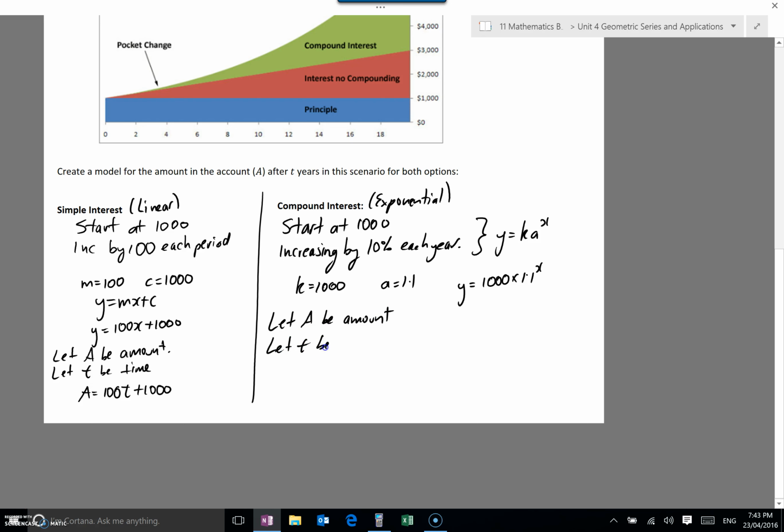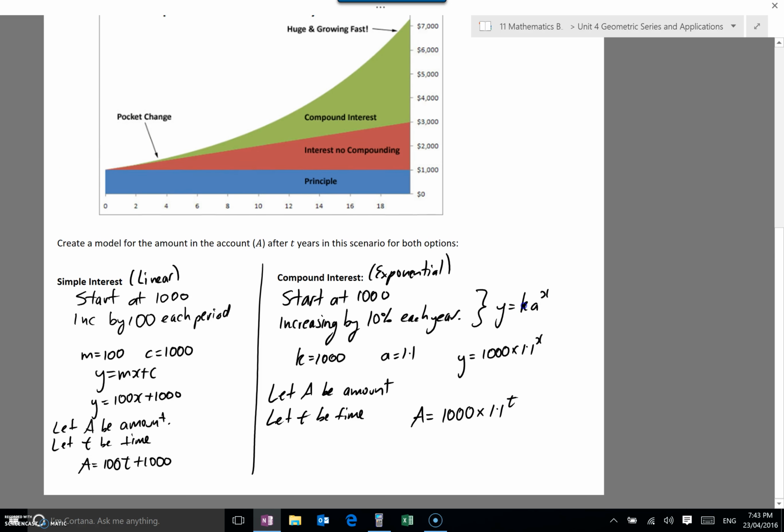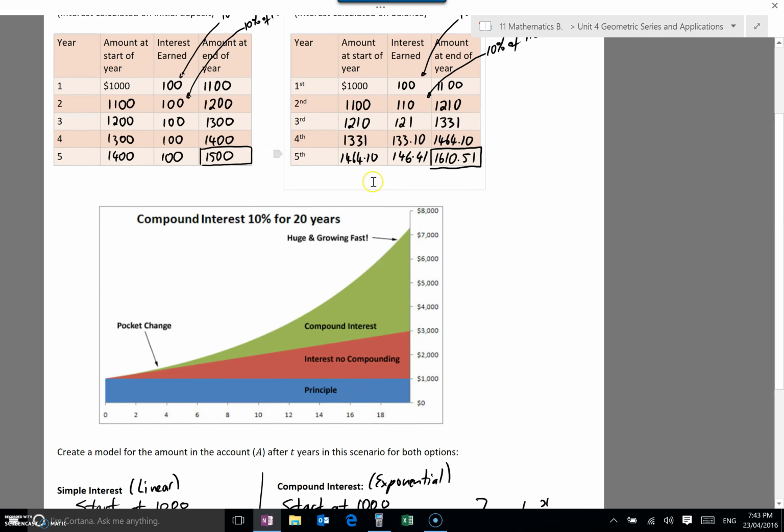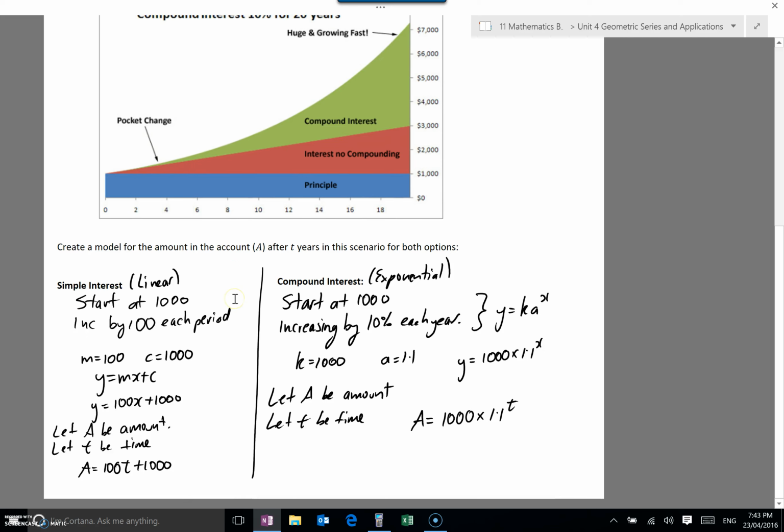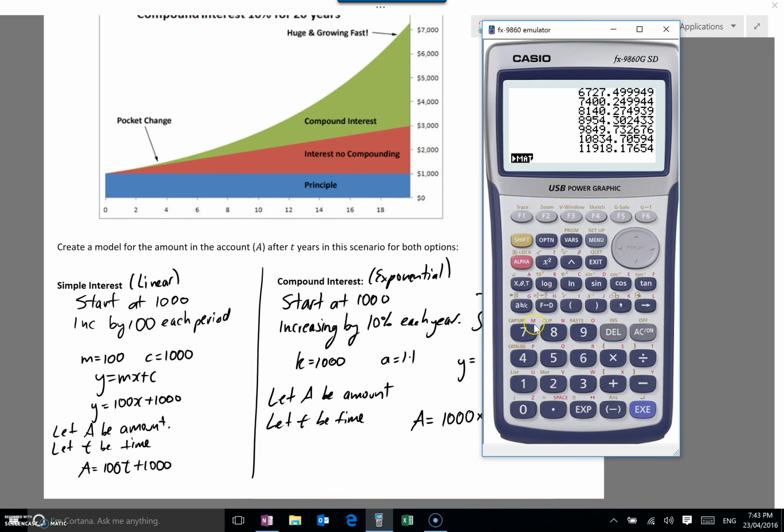Let t be the time. So my model should really be A equals 1,000 times 1.1 to the power t. Okay, just to check that these models work, let's see if we can get the amount after 5 years for both of these models using the calculator.